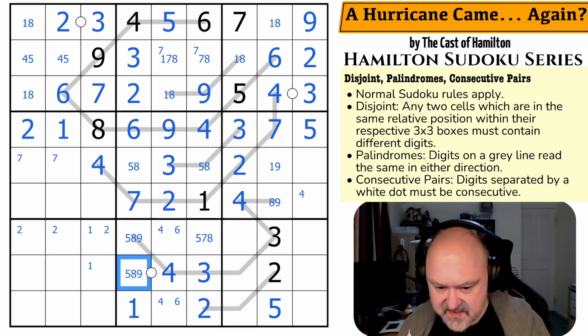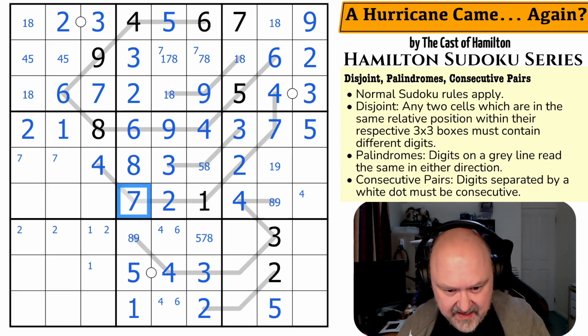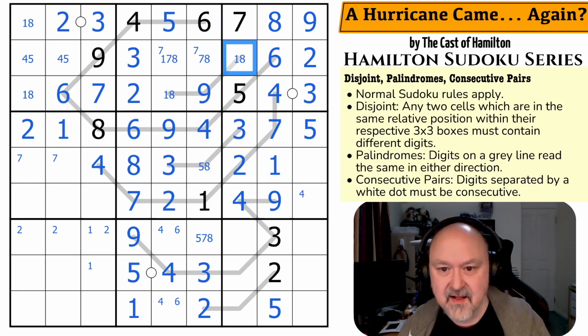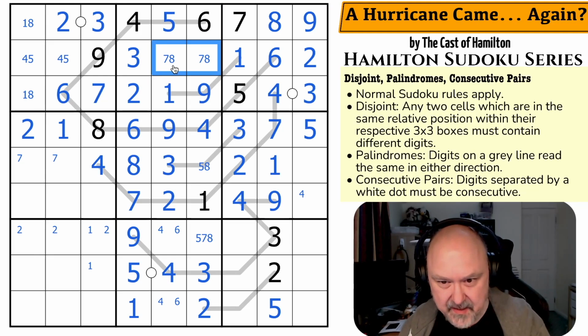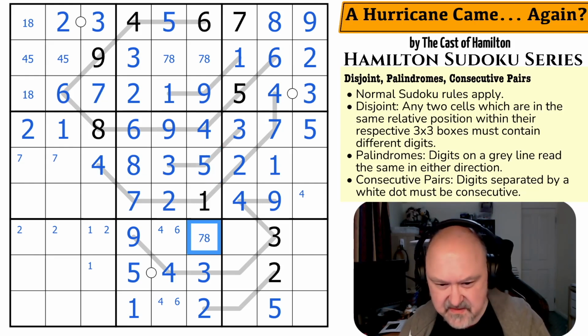So 4 is consecutive with 5, taking 5 out of those, which means this is the 8, this is the 9. By palindrome, that makes this the 9, which makes this the 1, which makes this the 8, this the 1, which by palindrome makes this the 1. This is a 7-8 pair. Do I have a 7 or an 8 in those positions with which to disambiguate? This 8 makes this a 5. So this isn't a 5.